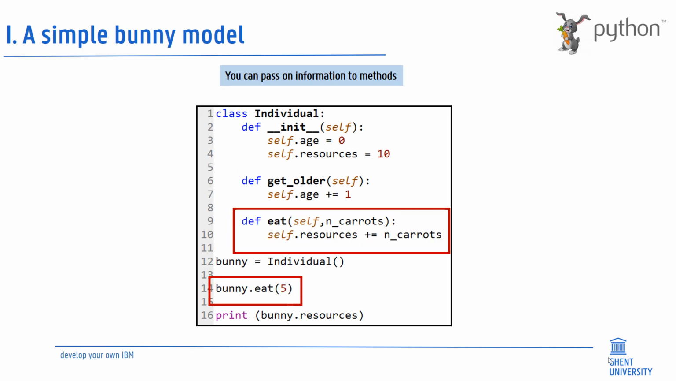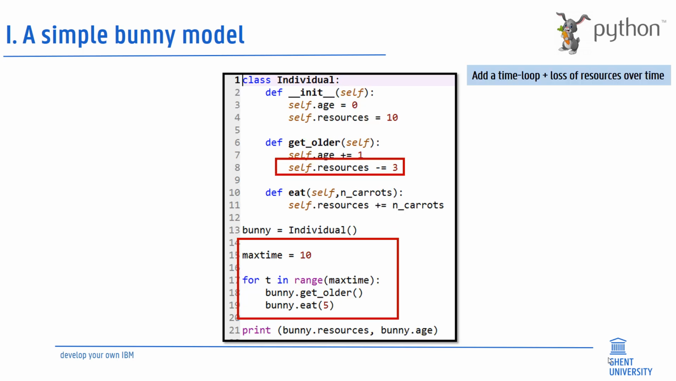We can also pass information from the action to the function. As an illustration, we here create an eating function, in which individuals can increase their amount of resources with n carrots. If we define the n carrots as 5 in the individual action, you will see that the resources are augmented by 5 and will be 15 in total.